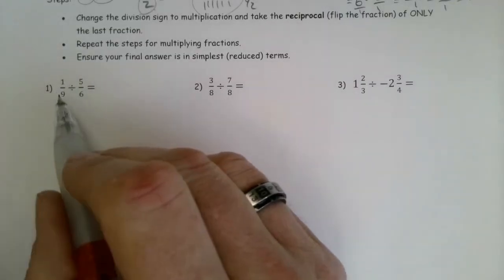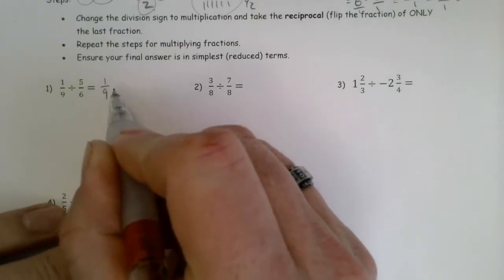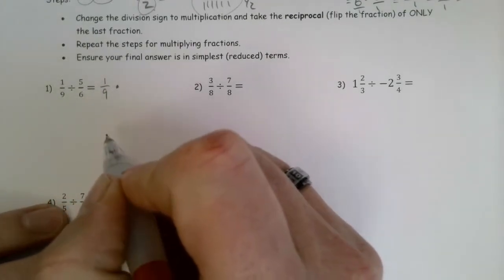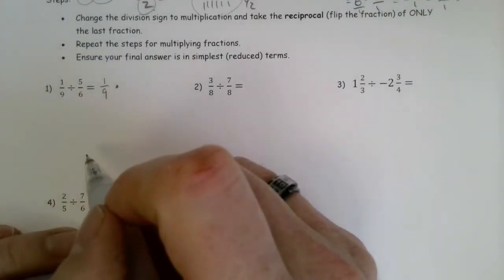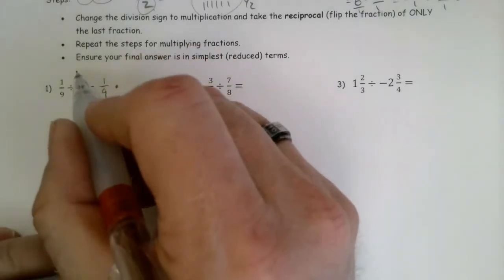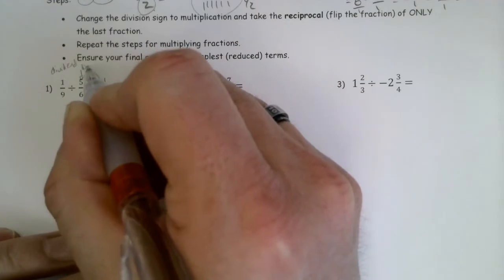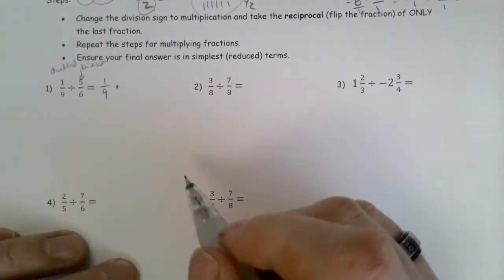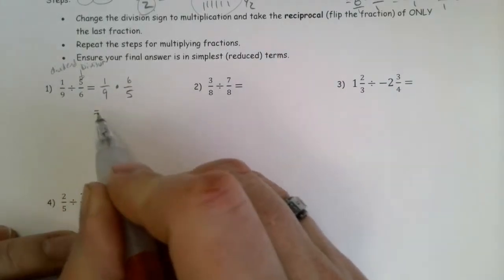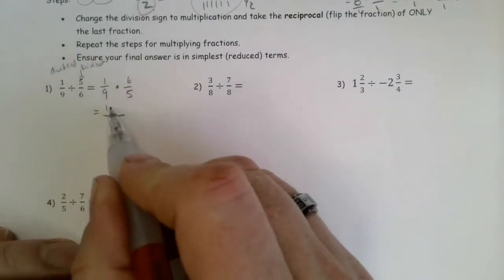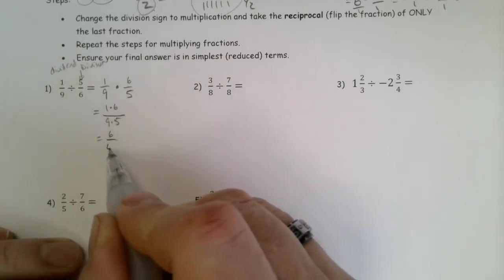So our first one here is 1/9 divided by 5/6. I already know that I'm going to convert this into multiplication by reciprocating that divisor right there. This is what we call the divisor, and this is the dividend. The first one is the dividend, the second one is the divisor. So we're going to multiply by the reciprocal of the divisor, so we're going to multiply by 6 over 5. We multiply the numerators together, so 1 times 6 over 9 times 5. It's going to be 6 over 45.